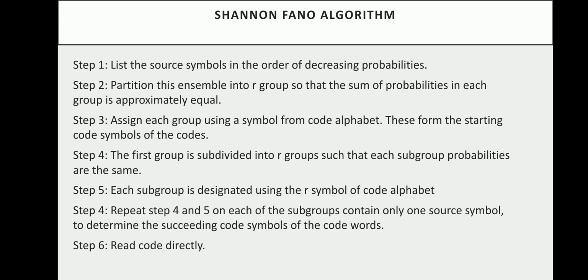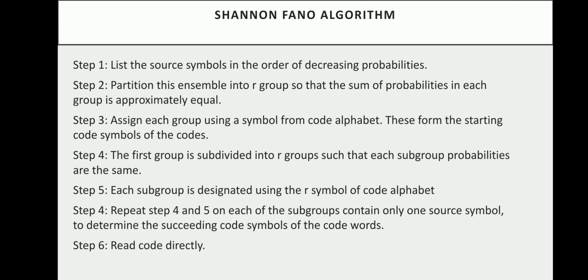The first step is to list the source symbols in the order of decreasing probability. The first step is the same as for Huffman coding. So we need to list the source symbols in the order of decreasing probabilities. After arranging the source symbols in decreasing probabilities, the second step is that we need to partition the symbols into R groups so that the sum of probabilities in each group is approximately equal.